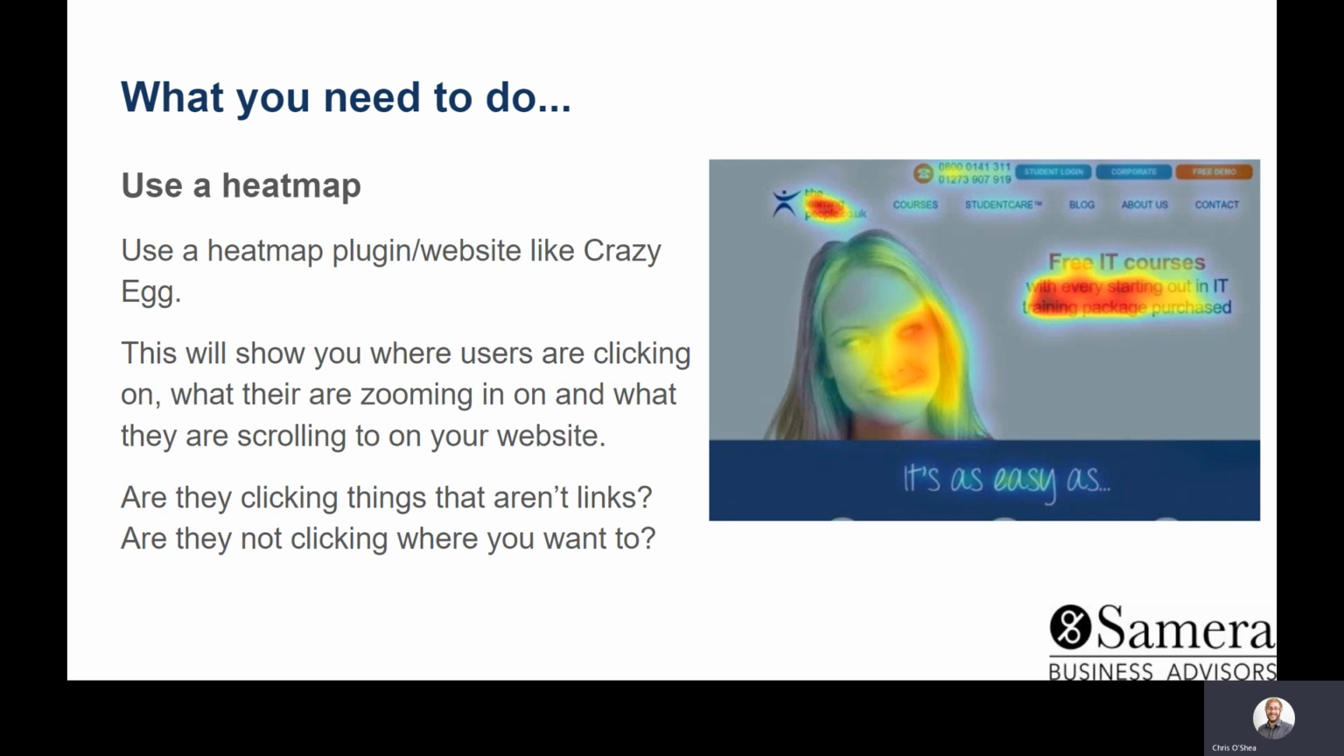Use a heat map. This will show you where people are clicking. As you can see from this image here, people are trying to click the image of the woman, but it's not a clickable link. It's just an image. What that says is people are trying to click things that don't work. They want that to be something clickable. So make it something clickable.